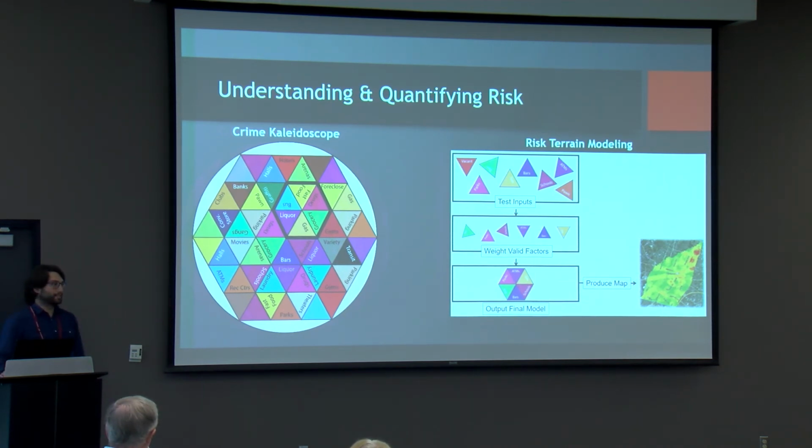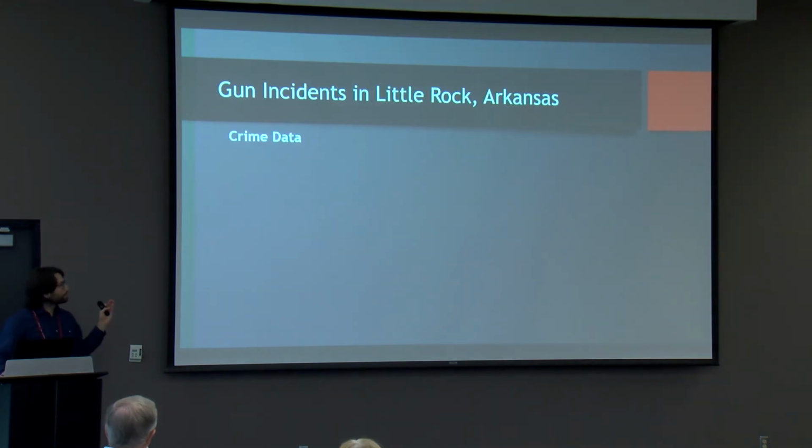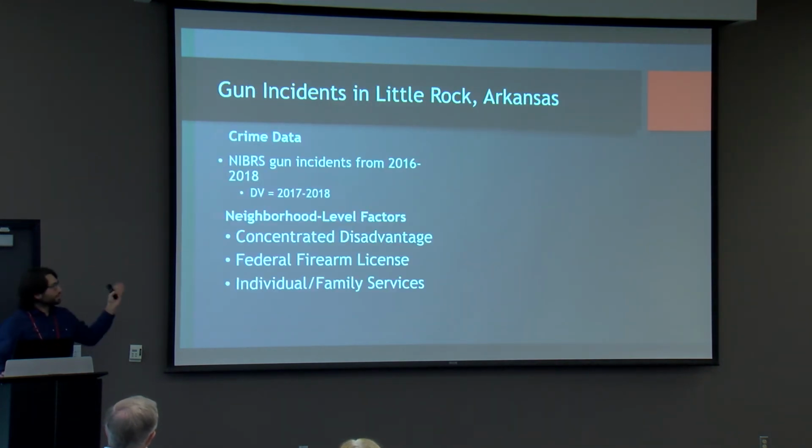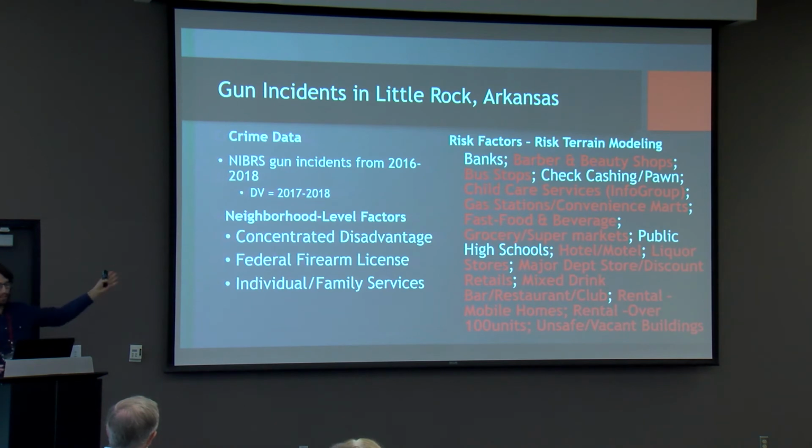I'm not going to get into the statistics behind it, but gladly, we'll talk about it. We are critiquing a lot of it now to advance the science. But to get back to Little Rock, the quick data we got from them is a lot of crime data for gun incidents in 2016 and 2018. Disadvantage measures come from open source ACS data.